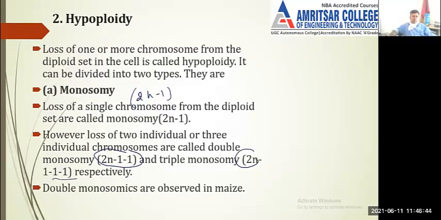So double monosomics, monosomics, these are absorbing these. All these are very important, and when you do your MSc, you will need all this information, because during breeding these terms are heavily used.